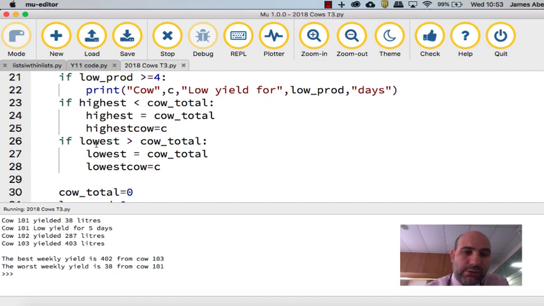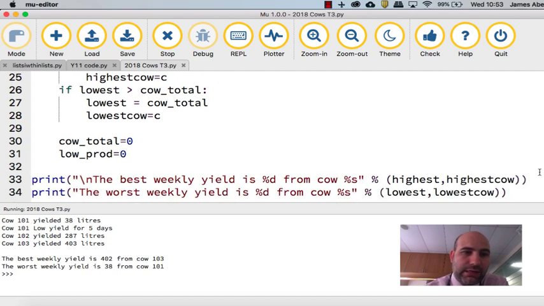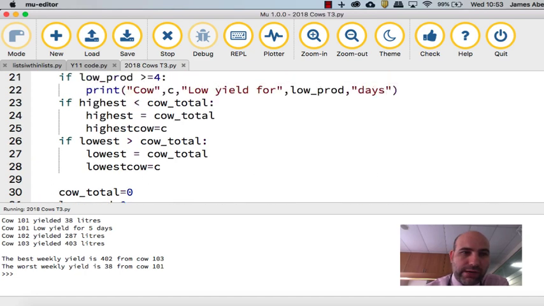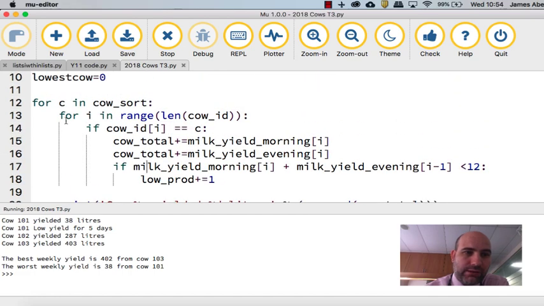And then the same for the lowest. If the lowest is more than cow total, lowest equals cow total, lowest cow equals C. Then, just to make sure everything's going round, cow total equals 0 and low productivity equals 0, because it's going to go round the loop again for a new cow in cow sort.